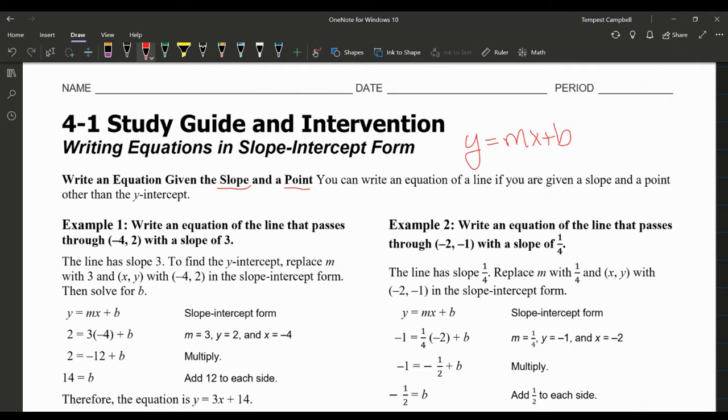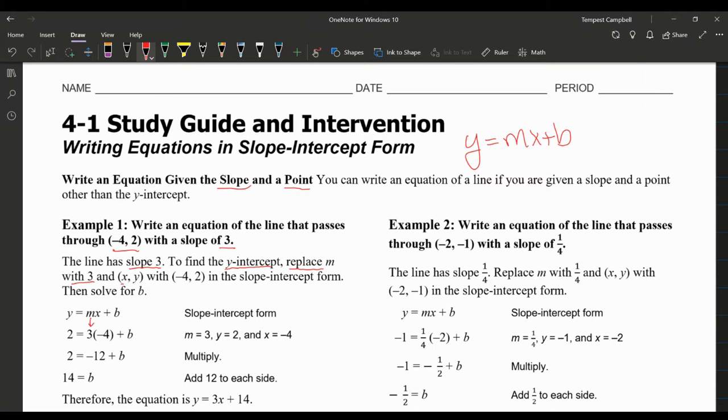So you can write an equation of a line if you are given a slope and a point other than the y-intercept. So we're going to write an equation of the line that passes through (-4, 2) with a slope of 3. So a line has a slope of 3. To find the y-intercept, replace m with 3. So we're going to replace our m with 3.